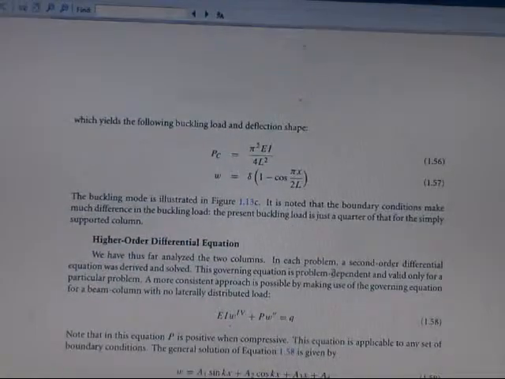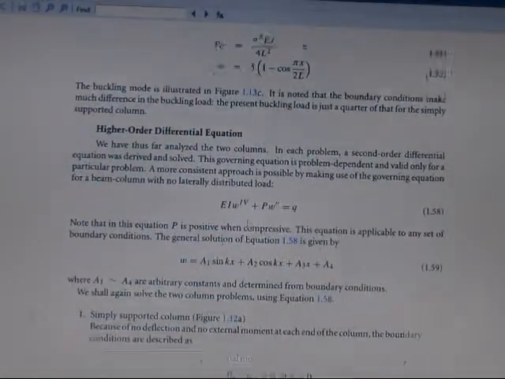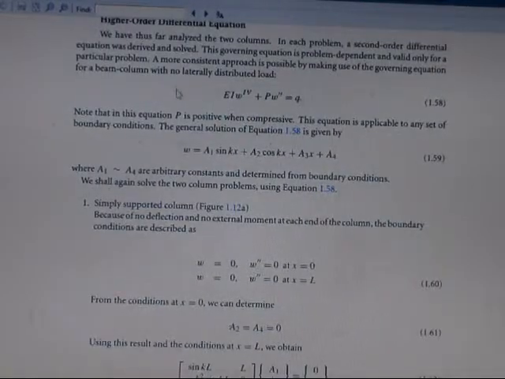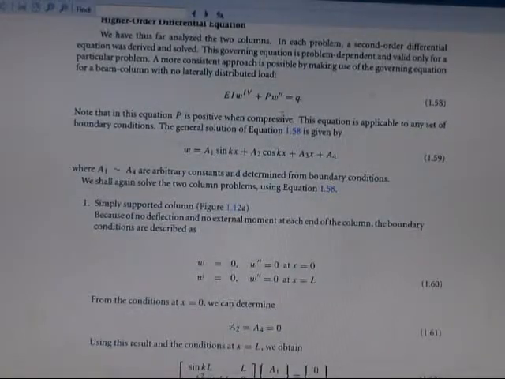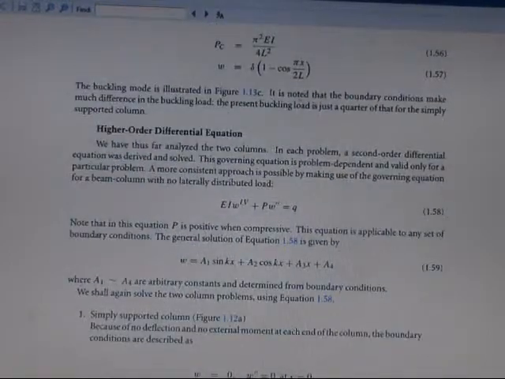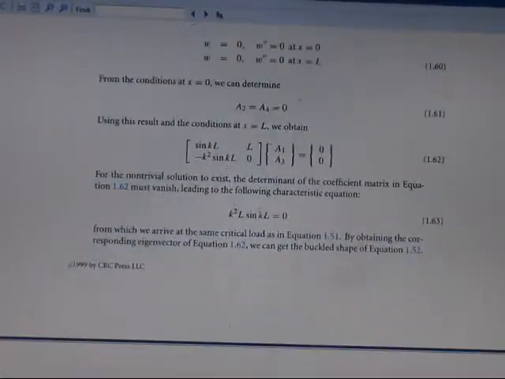And also this way the higher order differential equation, the solution method for the higher order differential equation. And for any cantilever beam this way. The more higher order differential equation, so higher order differential equation here is needed.